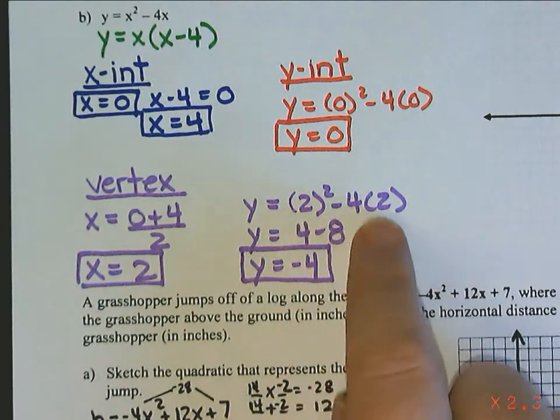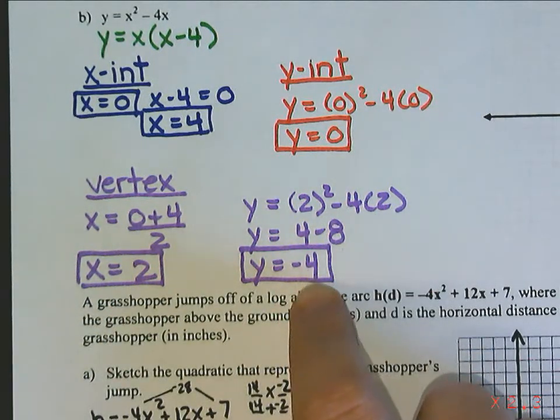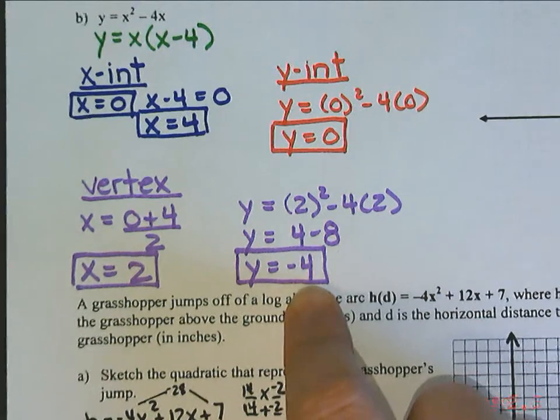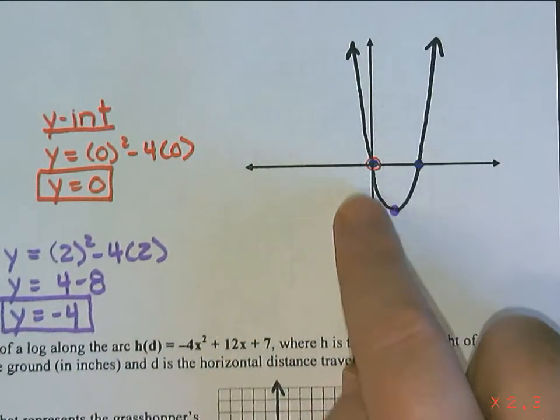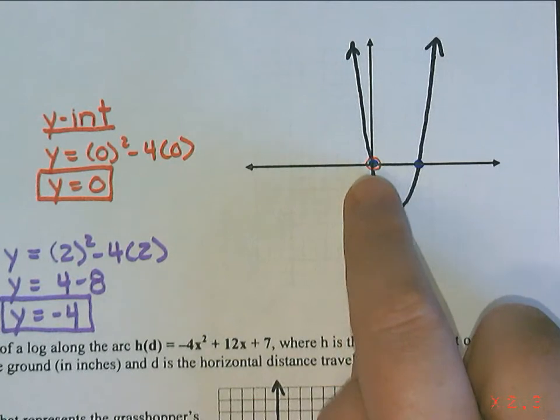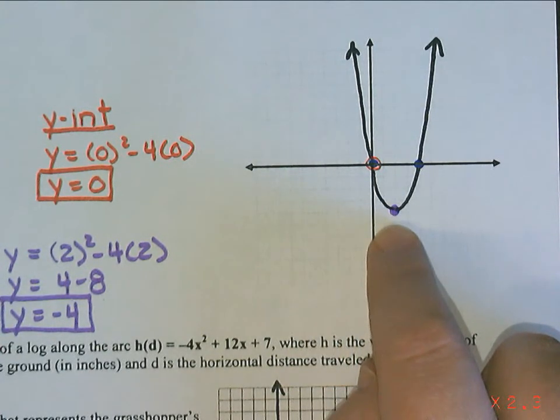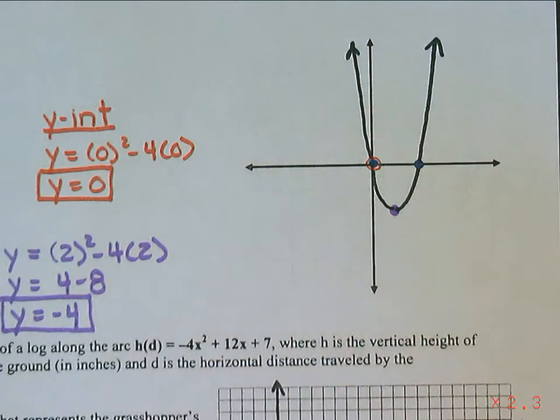And then I took that 2, I subbed it into the equation, and I ended up with a y part of negative 4. So I marked on 0 and 4. I found that my y-intercept was the same as my x-intercept at 0, and then I marked on 2 and negative 4 as the vertex, and I drew in my parabola. So you're going to have to check out the third video to find out how to do the last question.